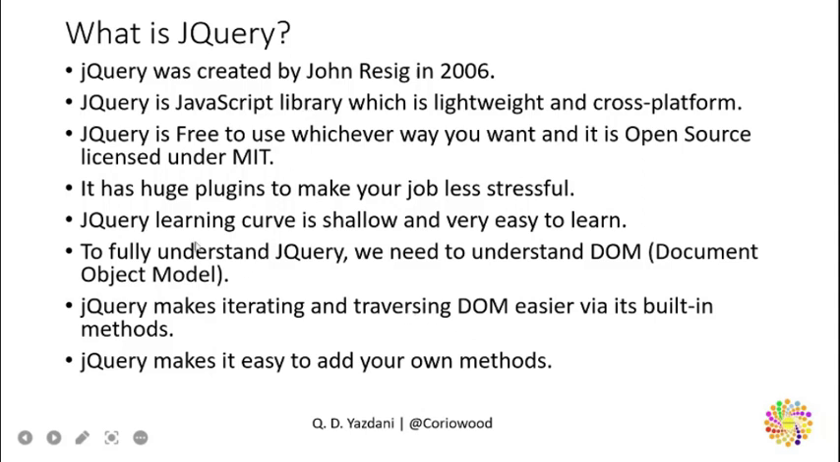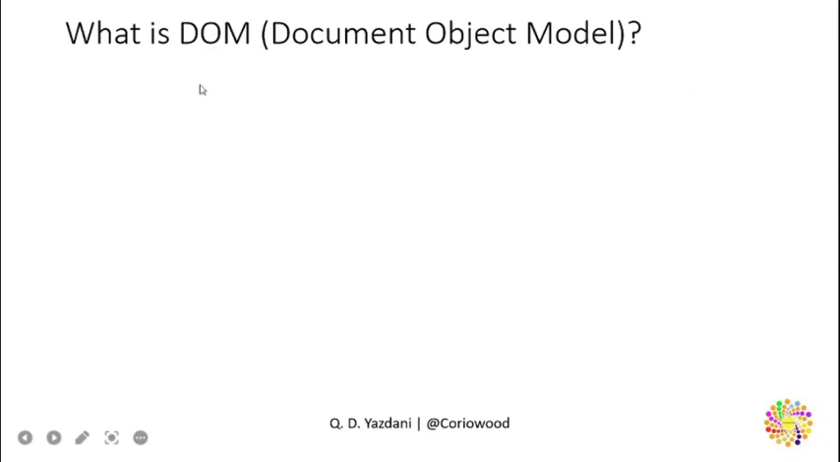But just pretend this is the HTML. Whatever it represents here is a DOM, because DOM sees everything as objects, our nodes. jQuery makes it easy to add your own methods. So when you use jQuery, you can use your own methods as well. You don't have to use jQuery's own built-in methods.